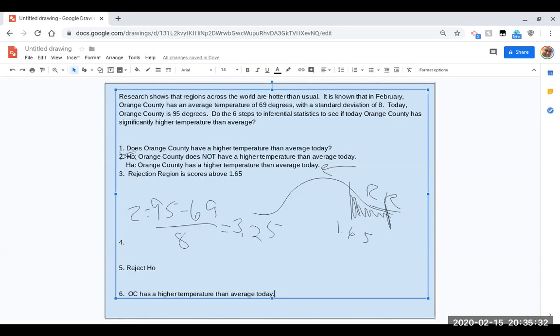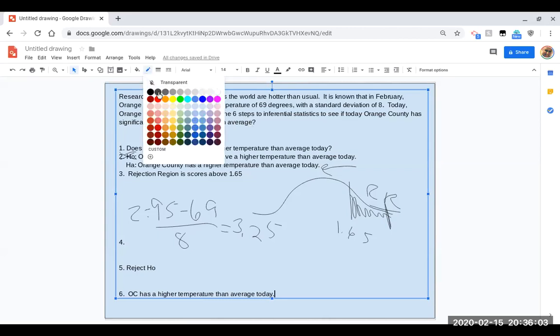Now, since we're here, I'd like you to envision what would have happened had I made it a lower tail test. Let's say that research shows that regions across the world are colder than usual. If it says colder than usual, then this had to be a lower tail test. This would have said, does Orange County have a lower temperature than average today? Right? Because these word prompts are all based on the previous research, not on the data. And so maybe I'll just change my pen color and show you in purple.